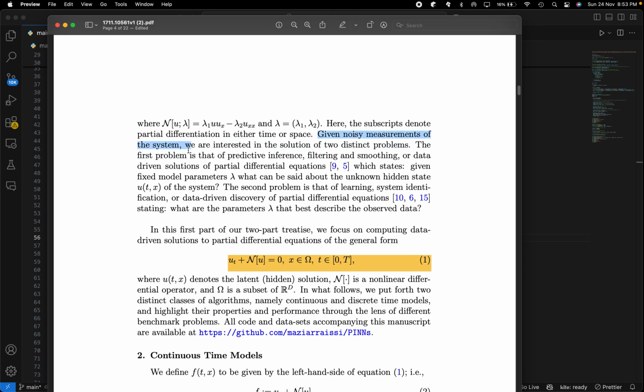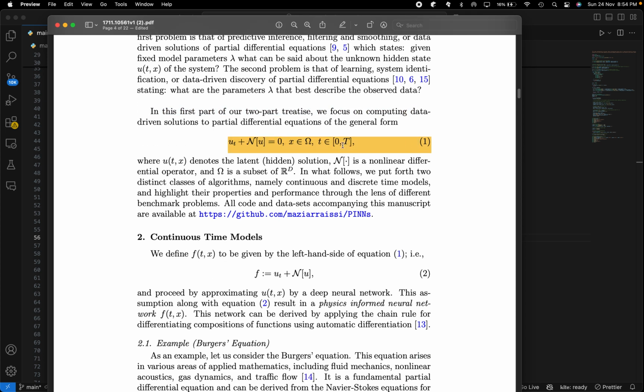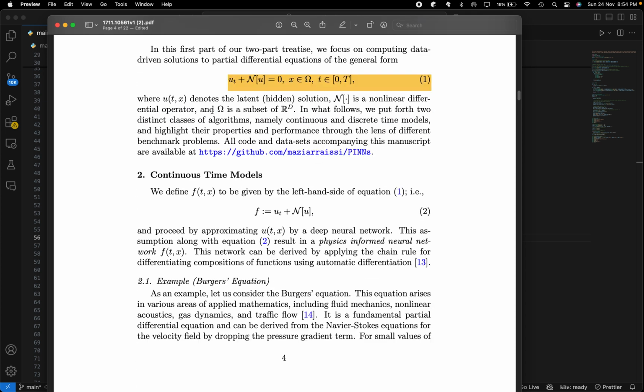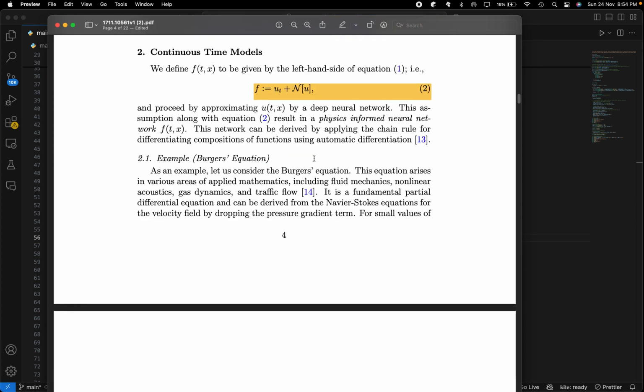Given noisy measurements of the system, we are interested in finding the solution to two distinct problems. So in the first part of our two-part problem, this is what we want to solve, and this is where all of the important things start: the continuous time models. This particular thing that you can see over here, the f, is the definition of the physics, and it comes from the neural network f(t, x), in this case because we are solving it in a one-dimensional case.